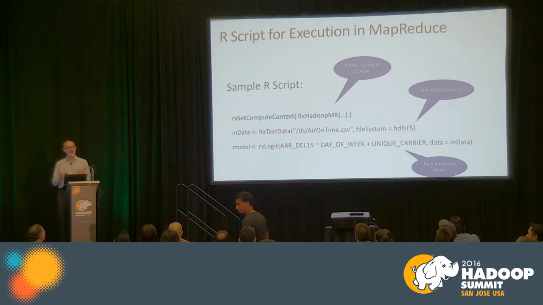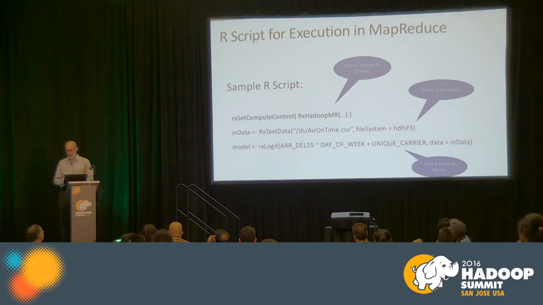And then once we've specified where we want the computation to be performed and what data source to use, we specify what computation to perform. In this case, we call the rxLogit function, which is a logistic regression fitting function.